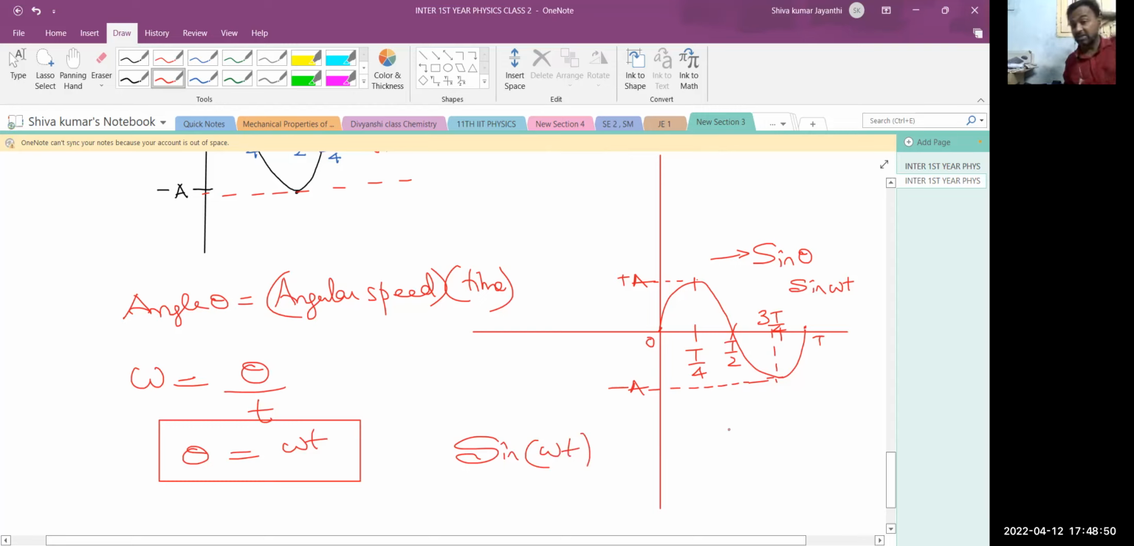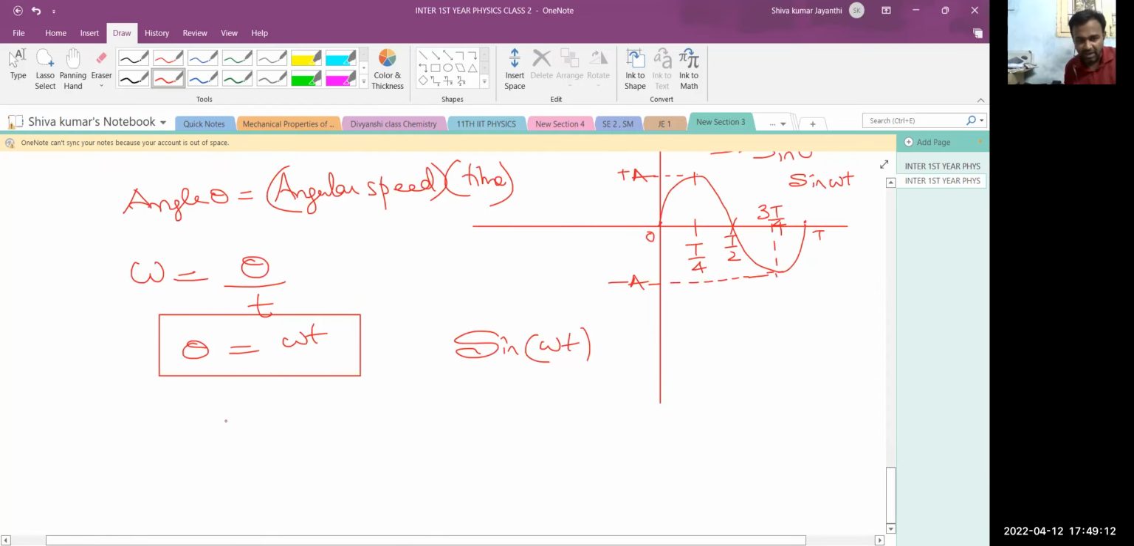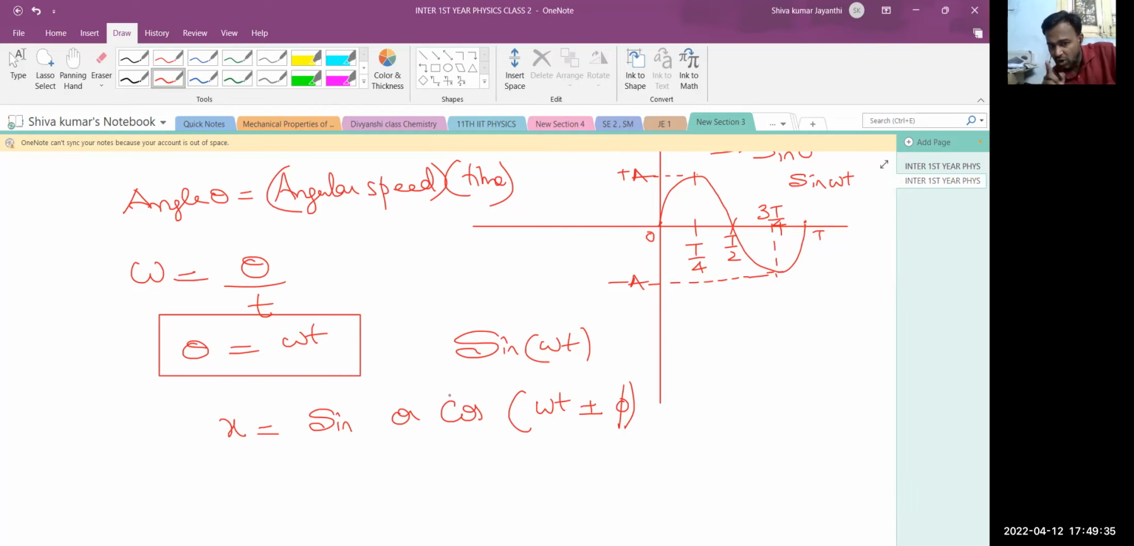Now what about this phi? In these situations, both situations, they were starting from either the x-axis or the y-axis. But I told you the faulty clock would start either backwards or front. It will either start from 1 p.m. or from 11 a.m. Then what to do? Then there is a plus or minus phi that you should add. Therefore, x becomes sine or cos of omega t plus or minus phi. This is how S.H.M. is represented. So either you use a sine wave or a cosine wave. Sine or cos, you understood?